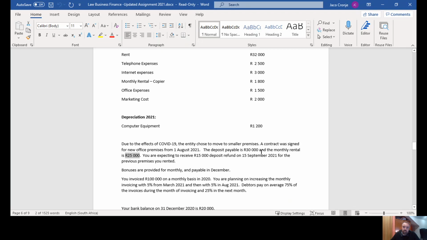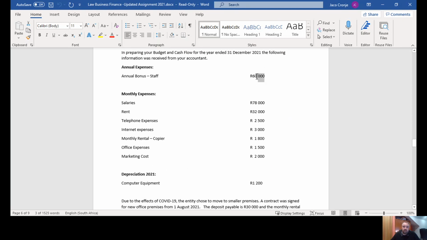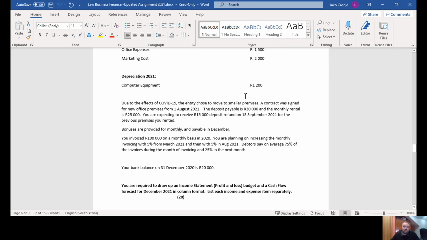So remember, deposits should reflect in your cash flow statement. And so that's the deposit payable. But then they also say you are expecting to receive a 15,000 deposit back on the 15th of September for the previous premises you rented. So both of the deposits will only be applicable to your cash flow, the rent to the budget. Okay, bonuses are provided for monthly, yes, and payable in December. So now it tells us the cash flow for that line item.